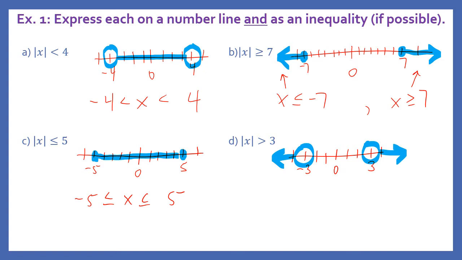As an inequality, just like B, it's going to be two separate pieces. And we're not going to use equal to's since it's open dots. So for this first piece, any x that's less than negative 3. And for this piece, any x that's greater than 3. And that goes with that, and that goes with that. Hopefully that makes sense.